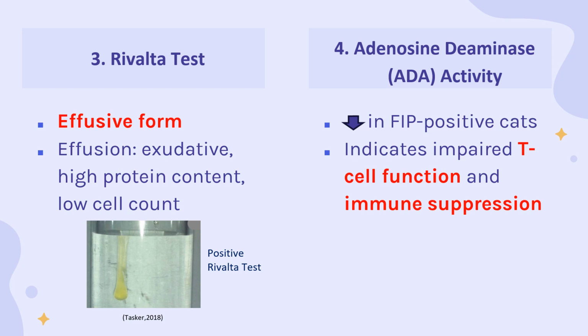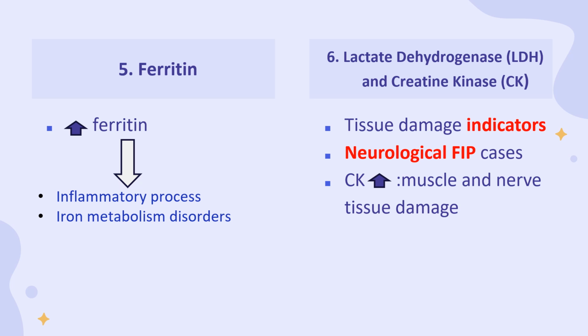Adenosine deaminase. Adenosine deaminase activity, which is typically reduced in FIP-positive cats, indicates impaired T cell function and immune suppression. Ferritin. Elevated ferritin levels in FIP reflect the inflammatory process and iron metabolism disorders.